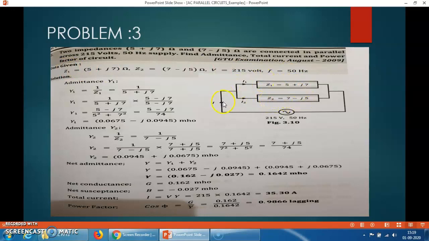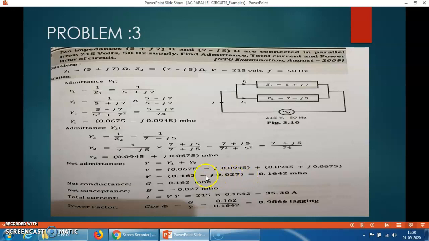How to find out the current I by the admittance method? First of all find Y1, then Y2. Y1 is equal to 1 upon Z1, substitute the value of Z1 and multiply and divide by the opposite sign of this, and find Y1. In the same way Y2, and then make the algebraic sum of Y1 and Y2, you will get Y. And Y is equal to what? This is in rectangular form, G minus jB. The first term, the real term, is called the conductance. The second term is the susceptance.